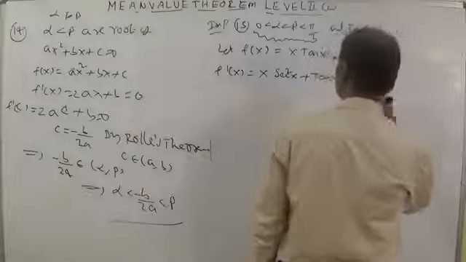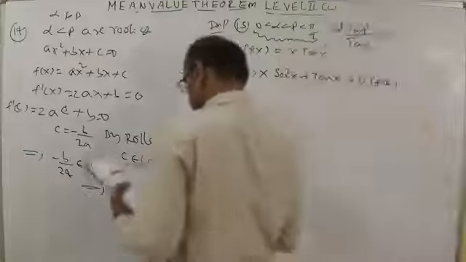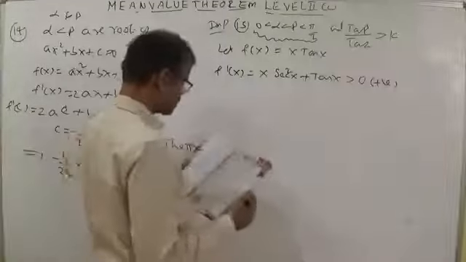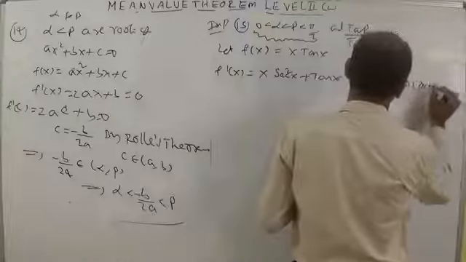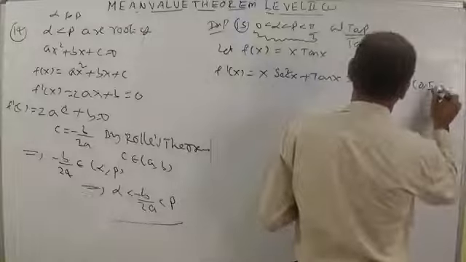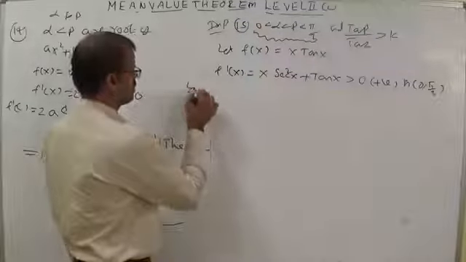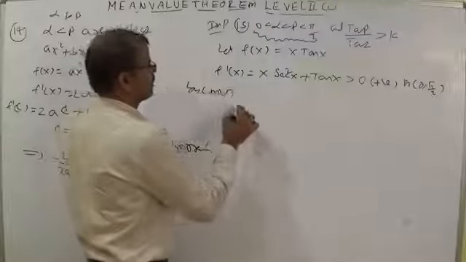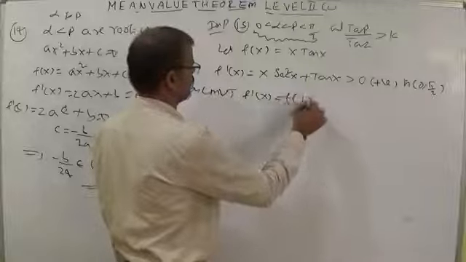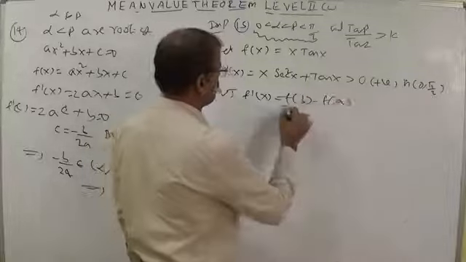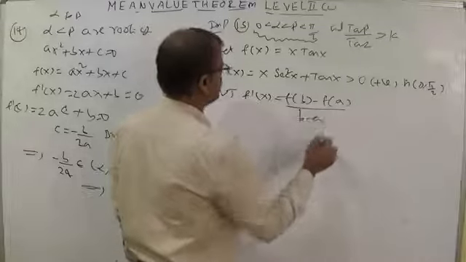So whenever x secant square x plus tan x is greater than 0, it is positive in (0, pi/2). Let us discuss LMVT. By LMVT, f'(x) is equal to (f(b) minus f(a)) by (b minus a).